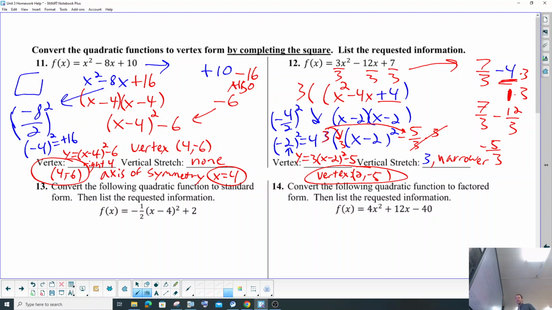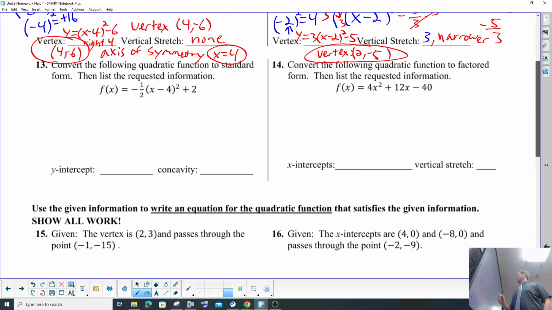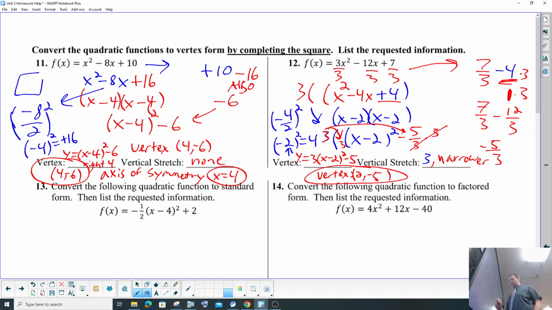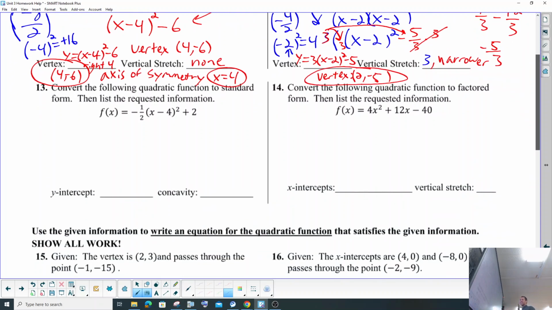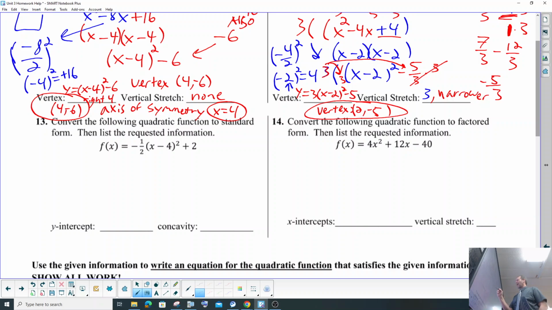That's a good question. Convert the following quadratic function to standard form, then list the requested information. I can see you doing that for sure. So we have to go ahead and multiply first the x minus 4s. So how many x minus 4s do I have? I have 2 of them. So x minus 4 times x minus 4. So you have to do that first before you can multiply the half through or add the 2.